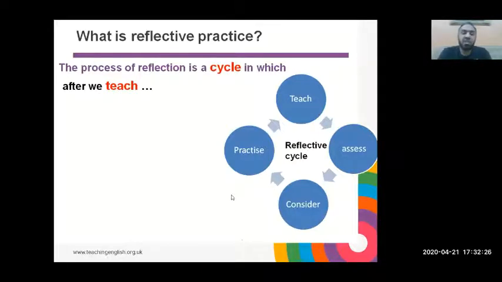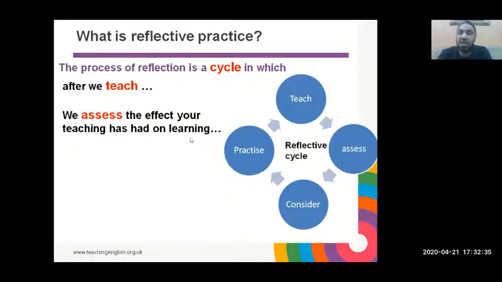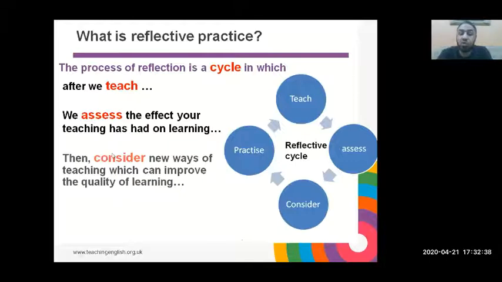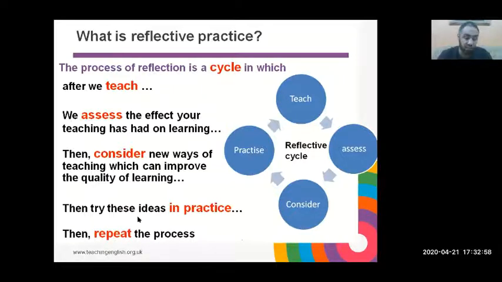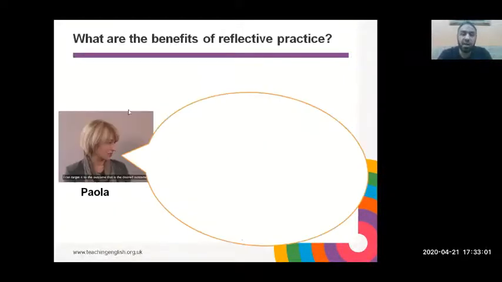So this is the process of reflection. It's a cycle in which you teach, and after teaching, you have to assess the effect that your teaching has had on learning. Then you have to consider new ways of teaching, which affect the quality of learning. Then you have to try these ideas in practice. Then you have to repeat the same process. It means that you have to reteach the same skill again.